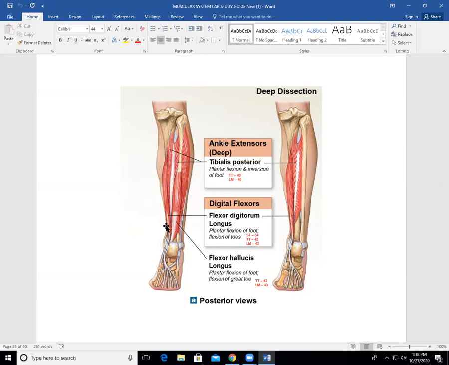Okay, so that is the muscles of the lower leg. That also kind of concludes our unit on the muscular system. All right, so we'll be prepping for the practical after this, which will be next Thursday. All right, so the quiz is this Thursday.